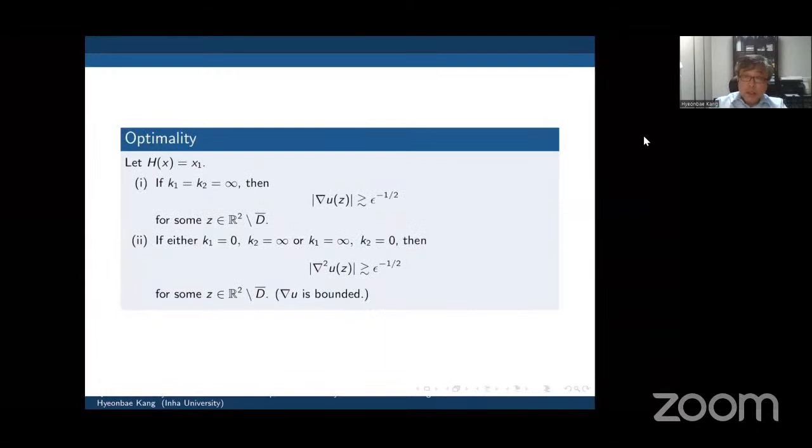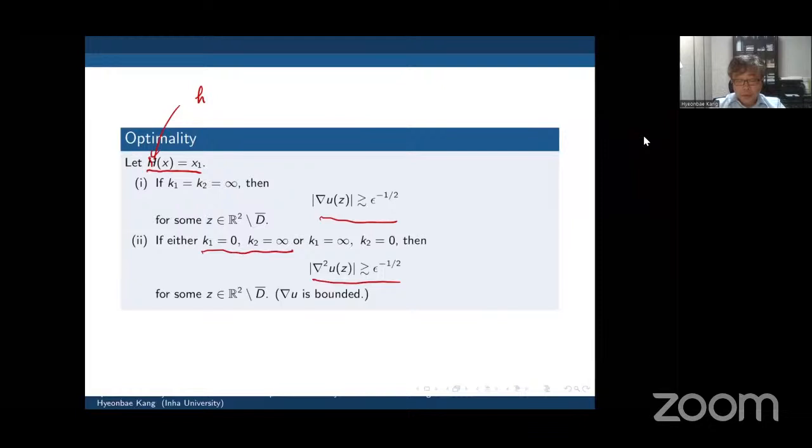And these blow-up rates are optimal in the sense that for this particular h, if K1 and K2 are infinity, then this is a known result: epsilon to the minus 1/2. If K1 is 0 and K2 is infinity, then the second derivative blows up like epsilon to the minus 1/2. So this shows that the result is optimal.